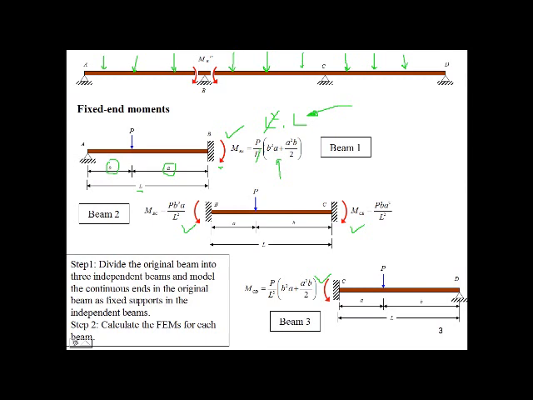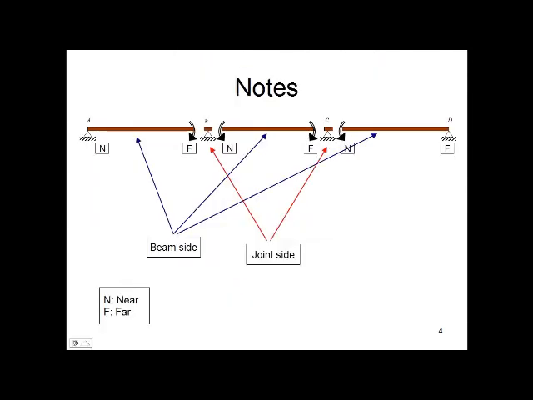Now we need to distinguish between beam side and joint side. Beam side is the member itself, while joint side is the support. Each member has two ends, near end and far end.